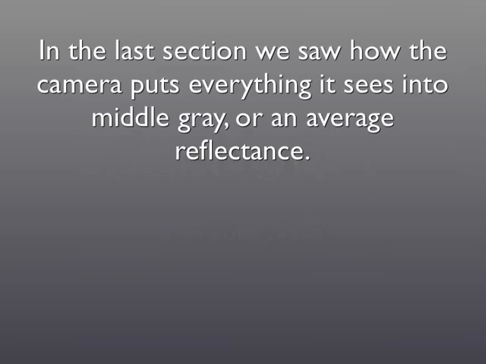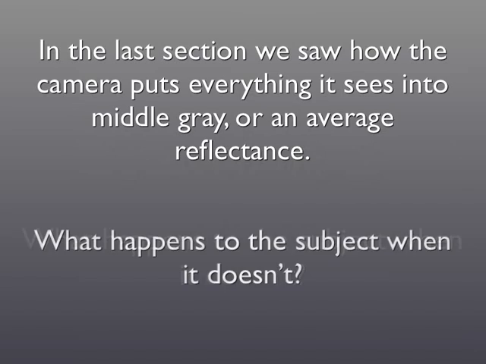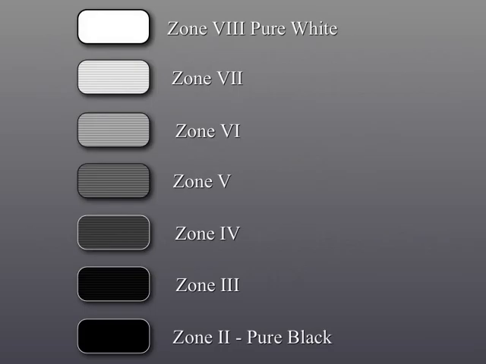In the last section, we saw how the camera puts everything it sees into middle gray. So, what happens to the subject when it doesn't? For the answer to that, let's take a look at the center section of the original zone scale. Here we can see zones 2 through 8.